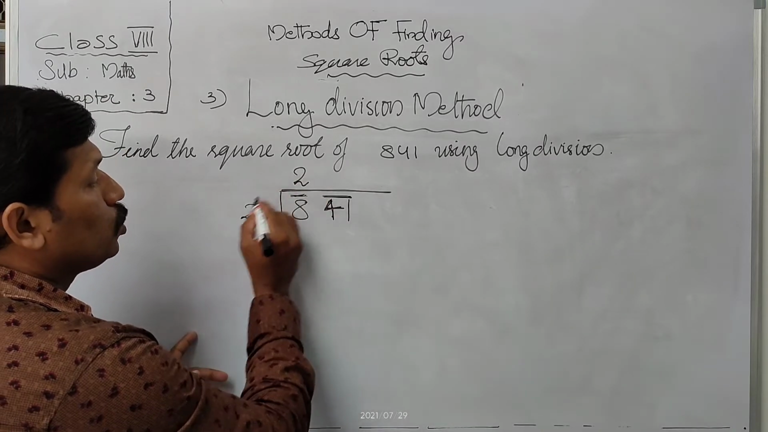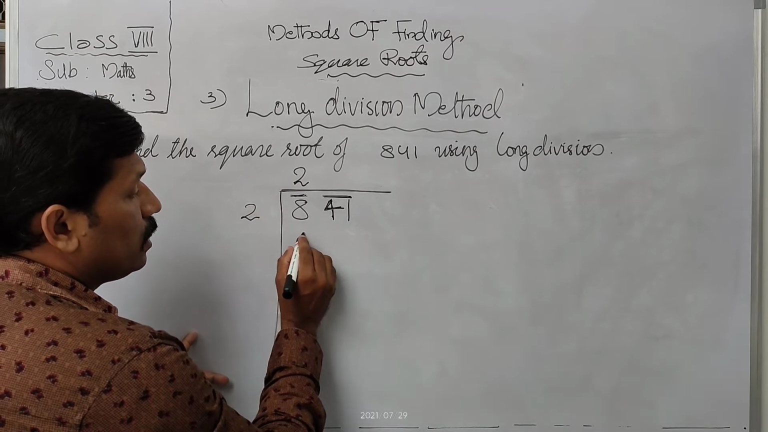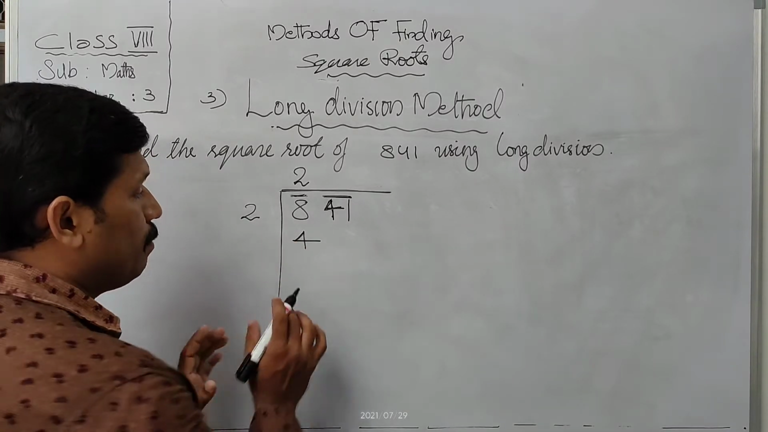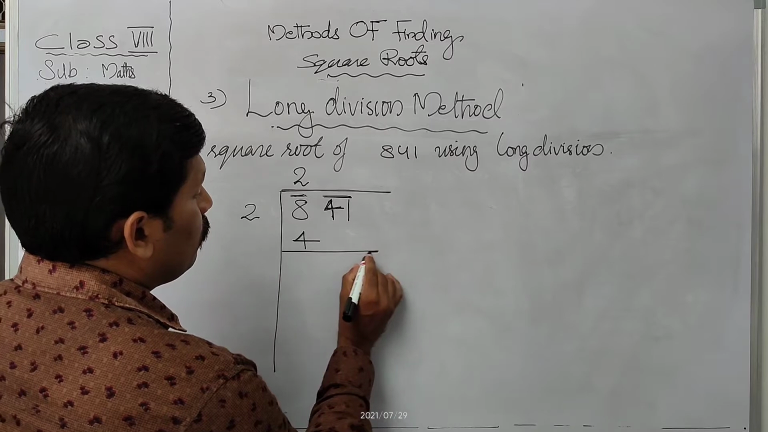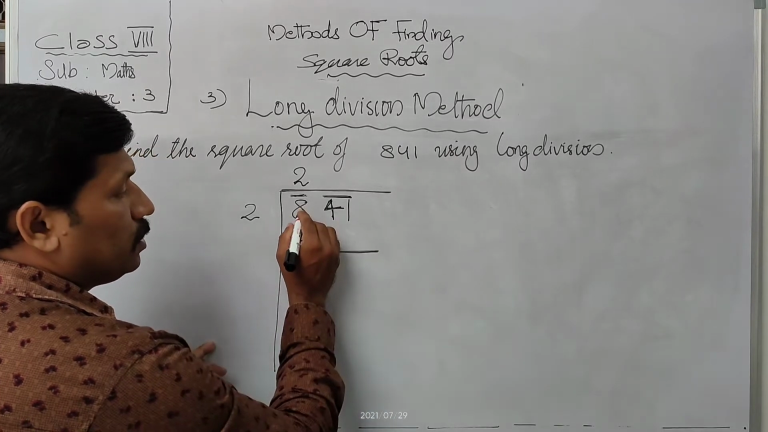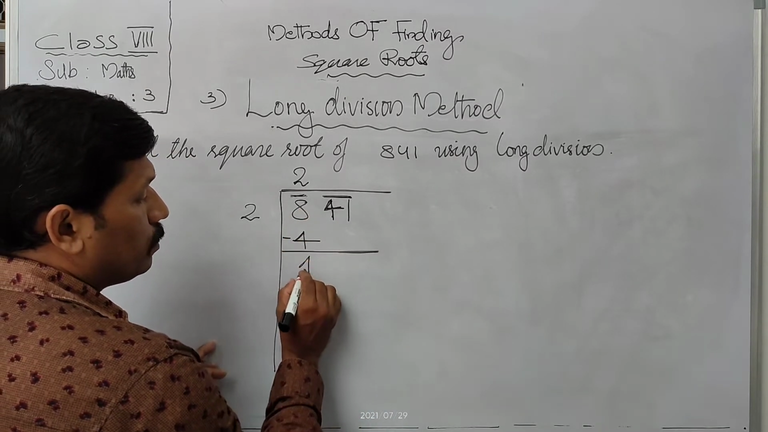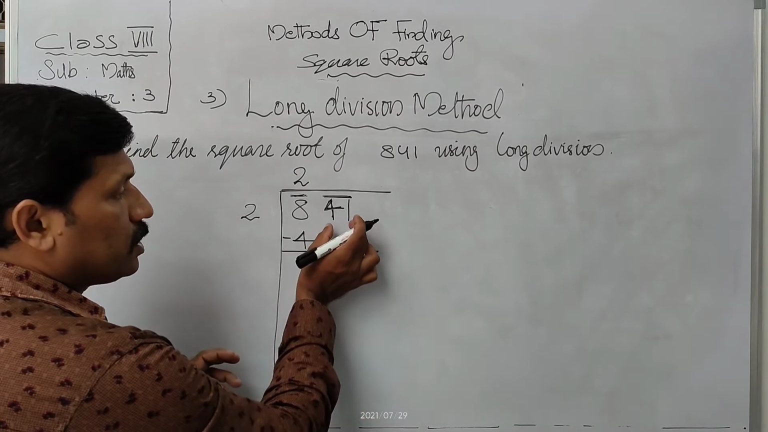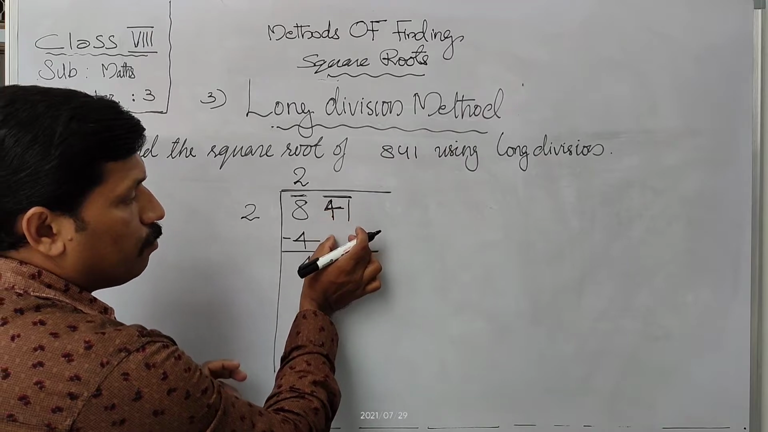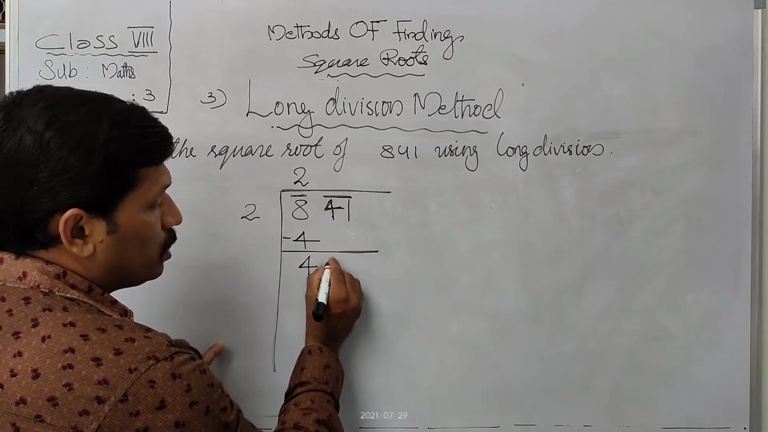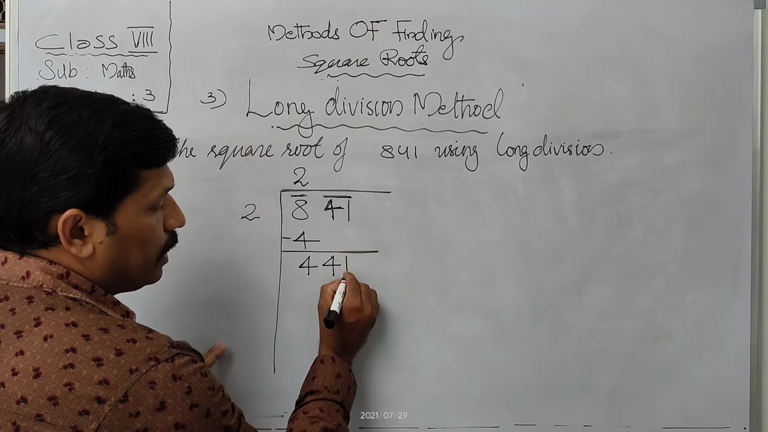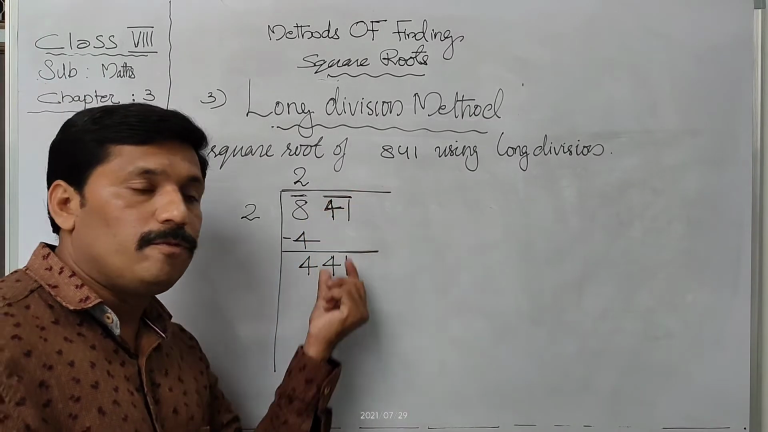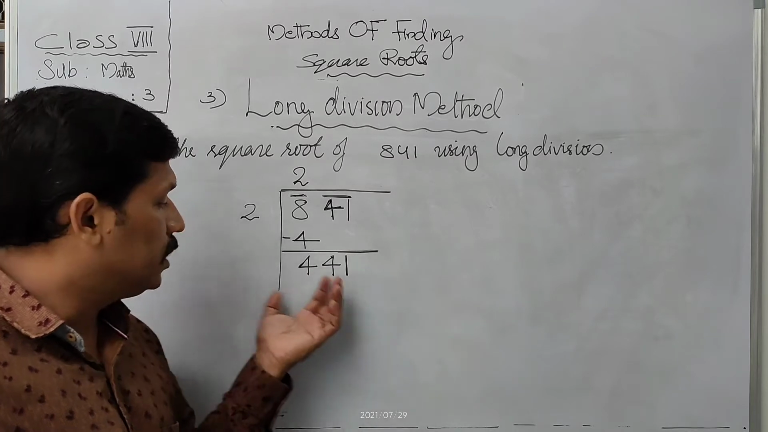Then we multiply. 2 2s are 4 and that we write under 8, just like what we do in division. And then we subtract: 8 minus 4 is equal to 4. So after subtracting, the next step is that we have to bring down the next group, which is 41. The full group, not one digit, we bring down here.